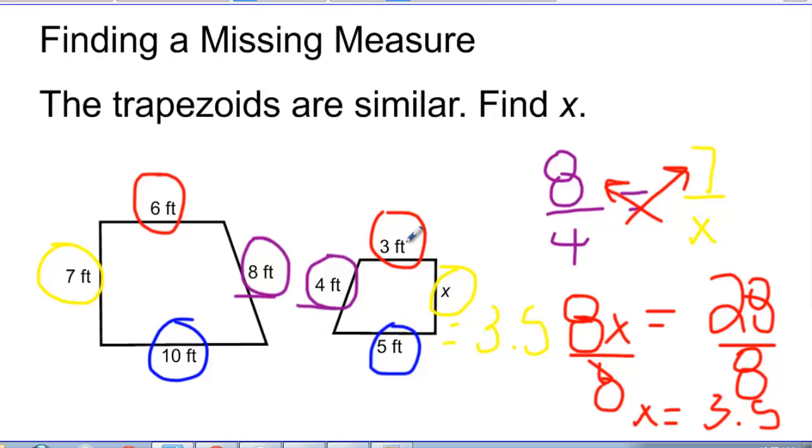And another thing you might notice is that all of the side lengths on the larger trapezoid are twice as long as all of the side lengths on the smaller trapezoid. And so you could also have solved this using mental math and just say, well, I noticed that the top ones are half, so half of 7 is 3.5, so x has to be 3.5.